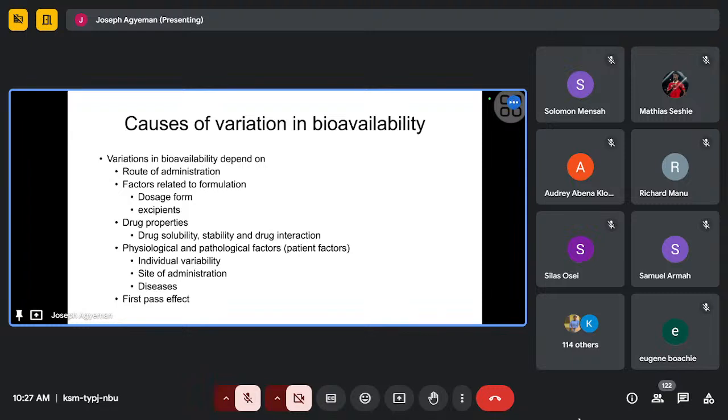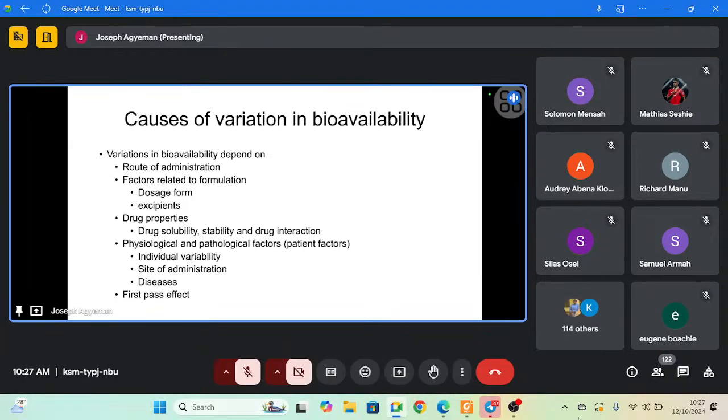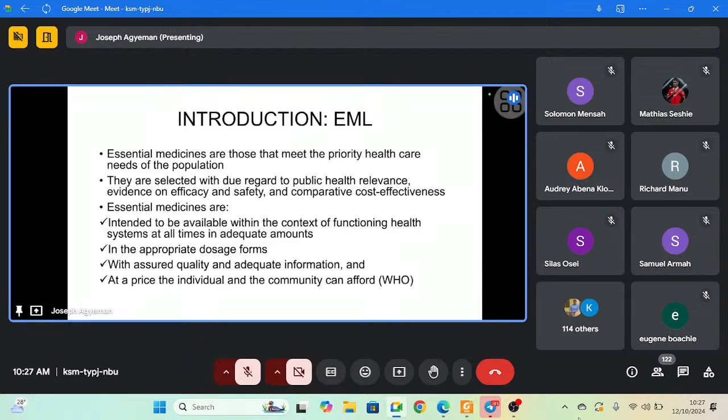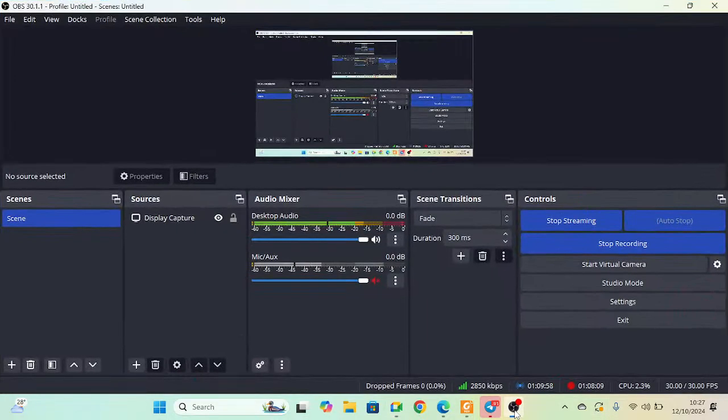Enough on the kinetics. This was just something that I felt we should add in case you have any issues on such. So we'll go back to our EML, that is the essential medicines list. So what is this list?